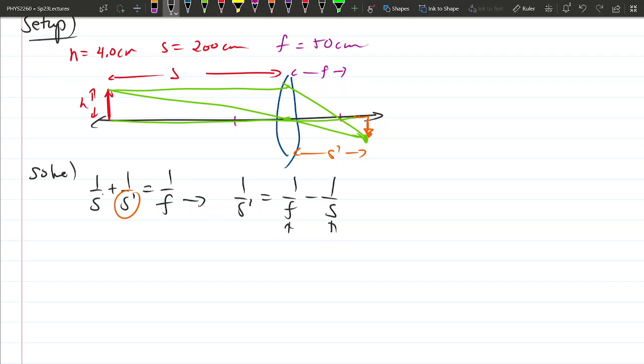You plug in 50 and 200 in here, and this is where I spend time doing calculator stuff. It's 1 over the focal length, 50, minus 1 over 200, which is s, and you want the reciprocal of that. So s prime is actually being mean to me because it's giving me the exact number, 3 over 200. It's actually, is that right?